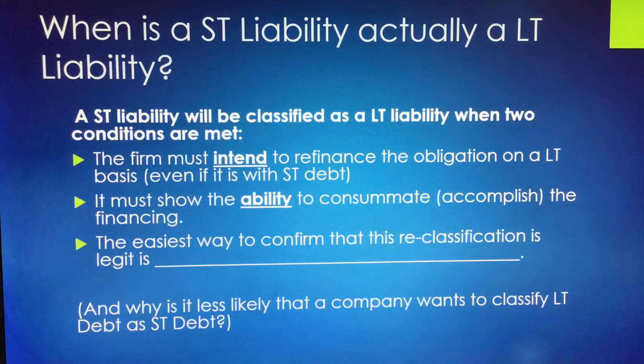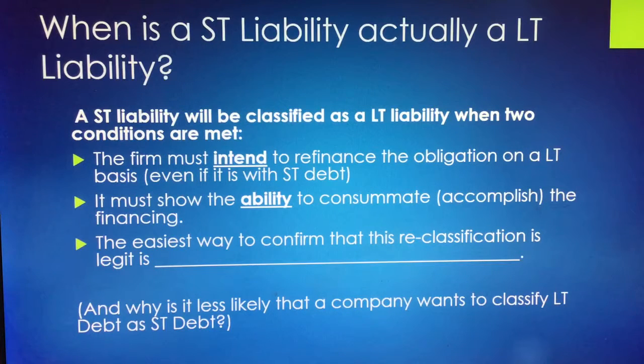The firm must intend to refinance the obligation on a long-term basis if it's going to be classified as long-term. It must show the ability to consummate the financing. And if those two things are in place, then it's legitimate for a short-term liability to be classified in the financial statements as a long-term liability.